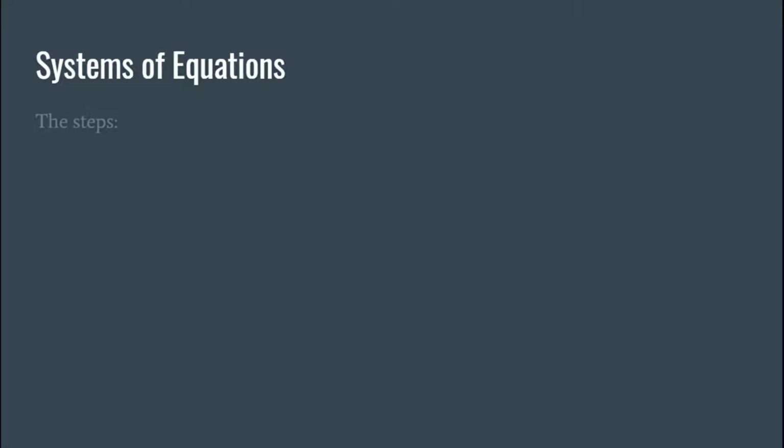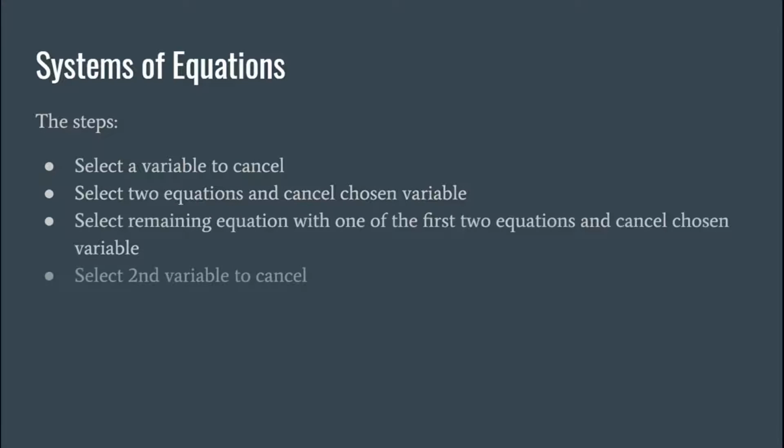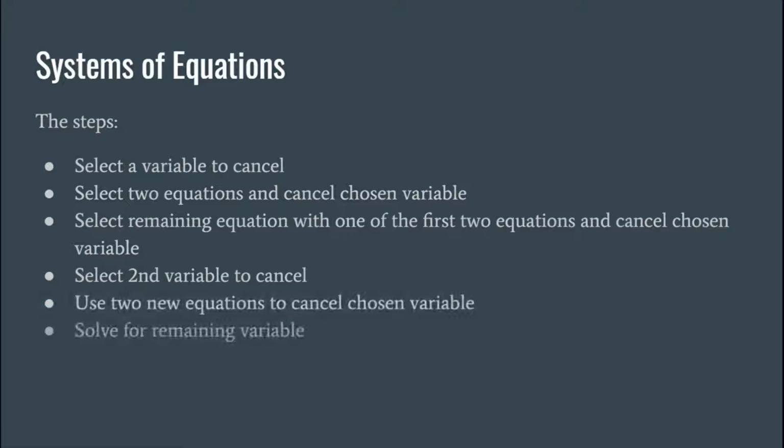So this is what we'll do. At the beginning, with all 3 equations, you want to select the variable to cancel. Then you'll select 2 equations. Any 2, doesn't really matter, and you'll cancel out the variable that you chose. If you have to multiply by a factor to get to the lowest common multiple, then you'll have to do that.